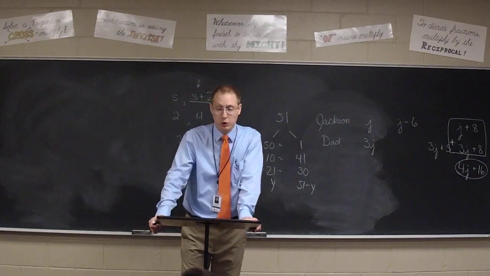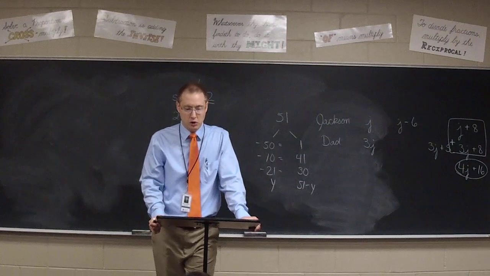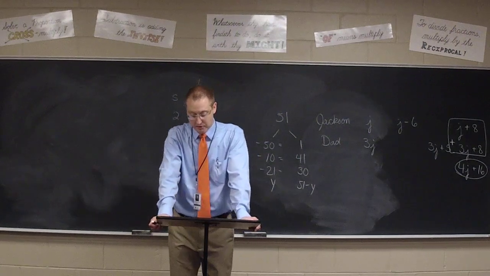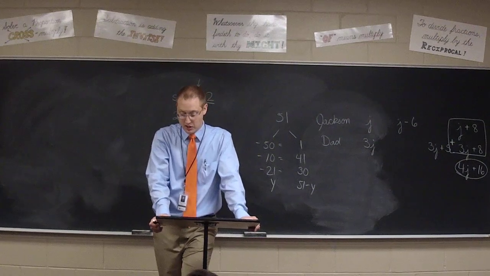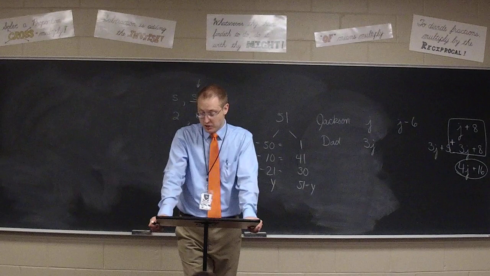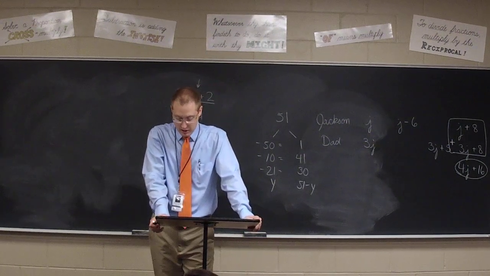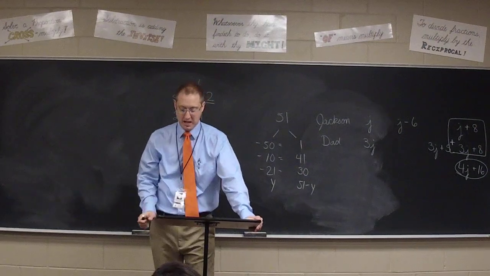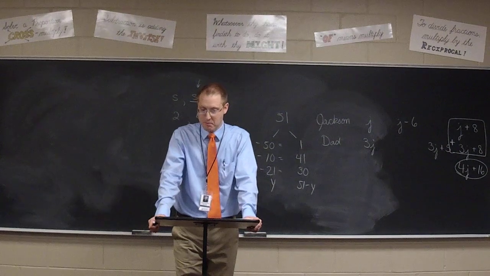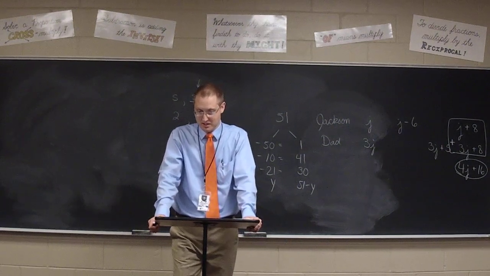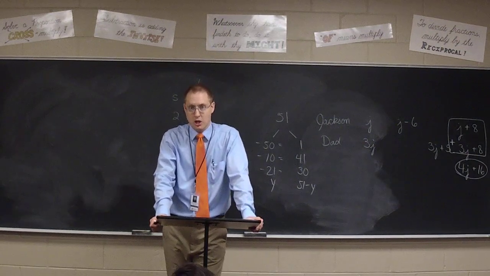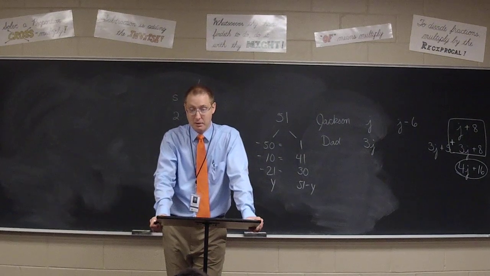Number 18, the product of 2 and A plus B. Number 20, represent the sum of 5 times A and 3 times the square root of X. Number 22, 6 times the square of m subtracted from the product of m and n. And the last one, the product of a, b, and a minus c.